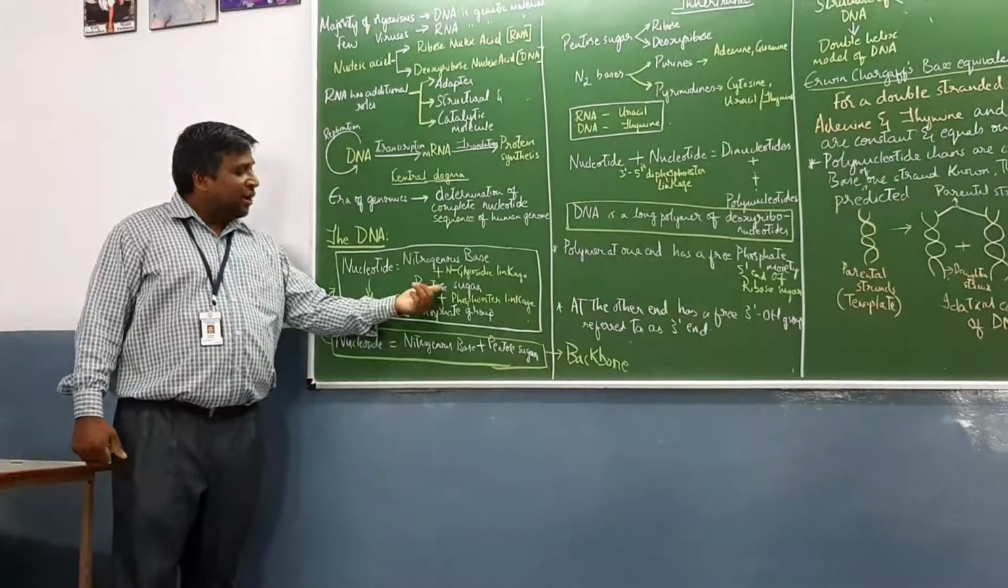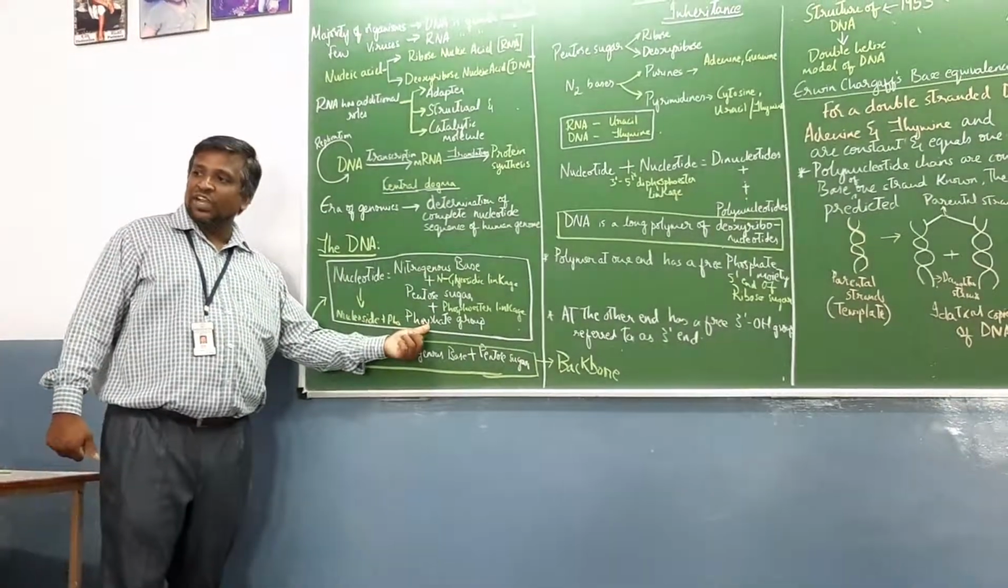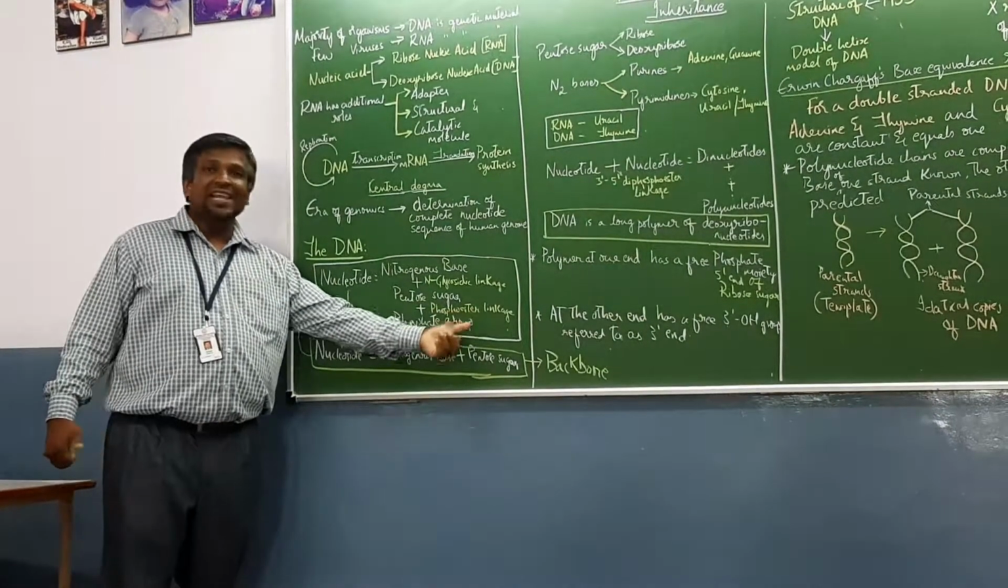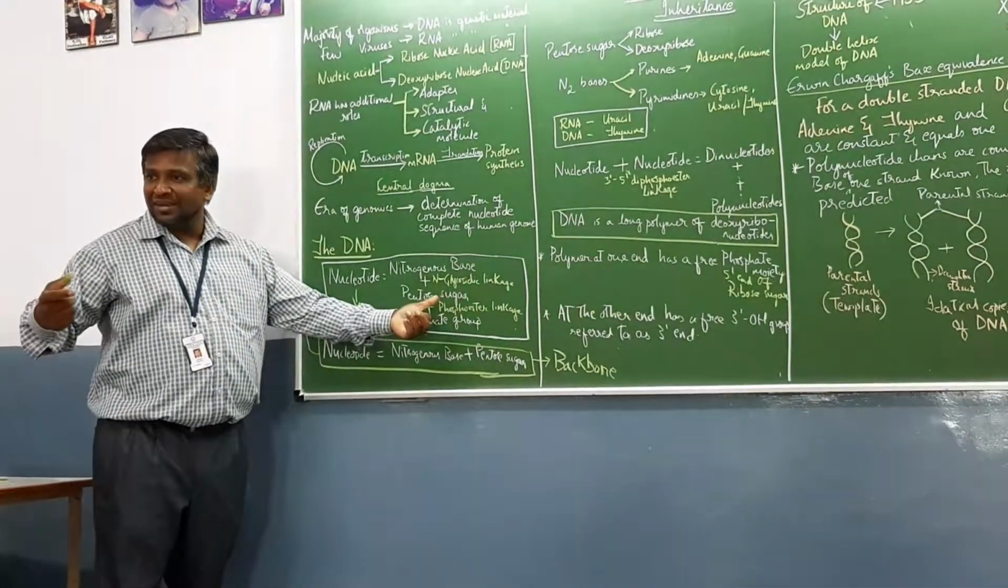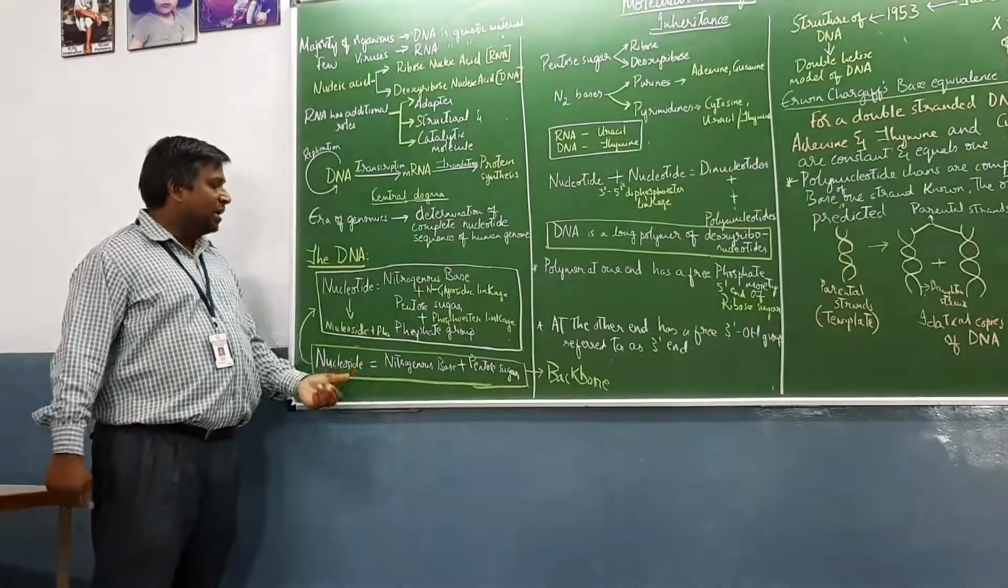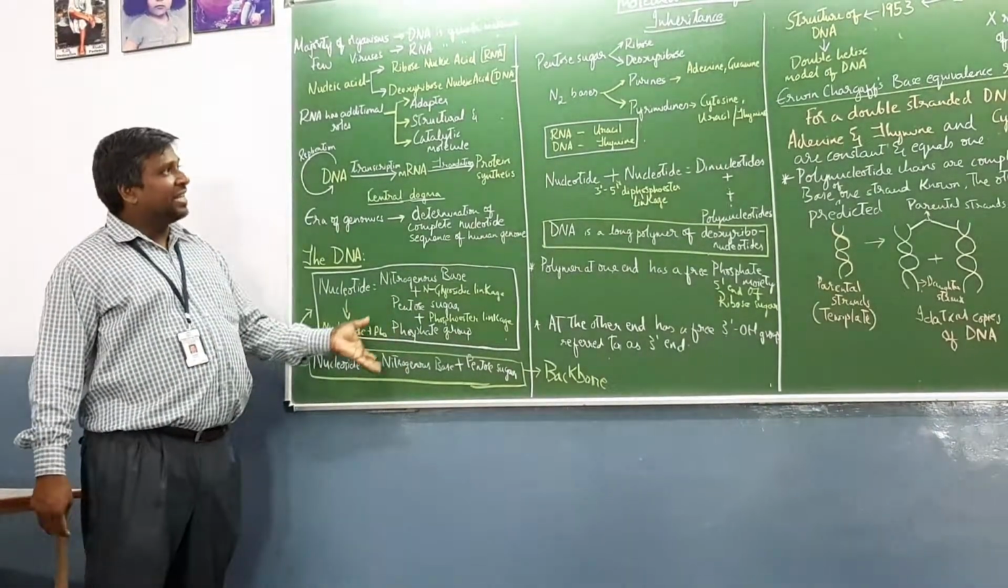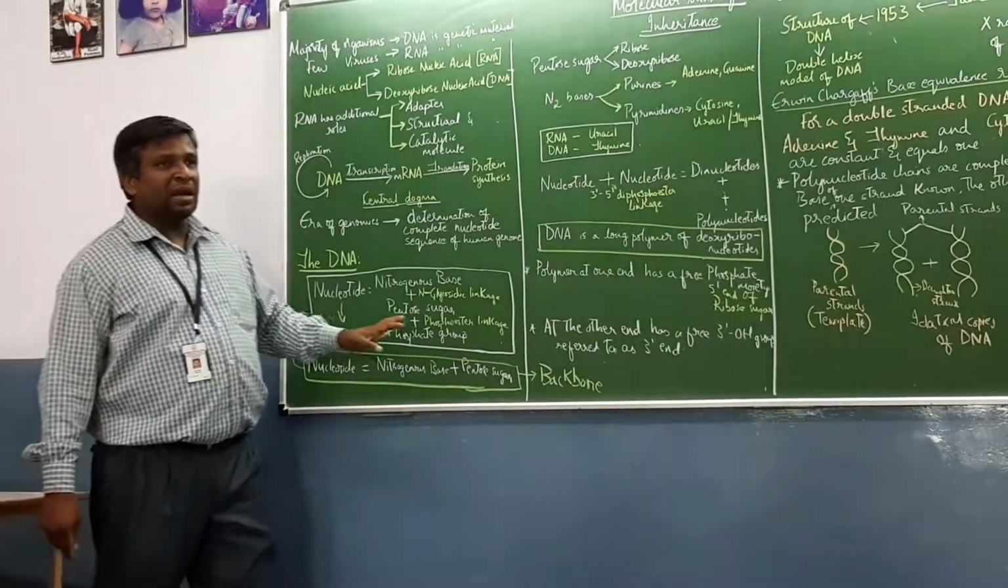N-glycosidic linkage. Now, the pentose sugar is attached to the phosphate group by what linkage? Phosphoester linkage. Diester or phosphoester linkage. Okay, so this is what you have to remember regarding the linkages. That's the reason I gave it in the formula part.